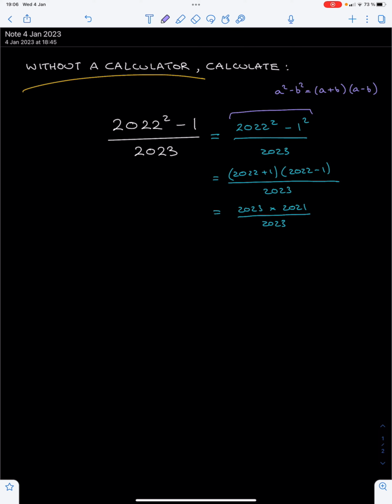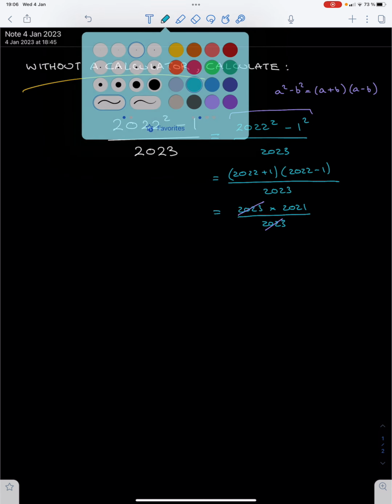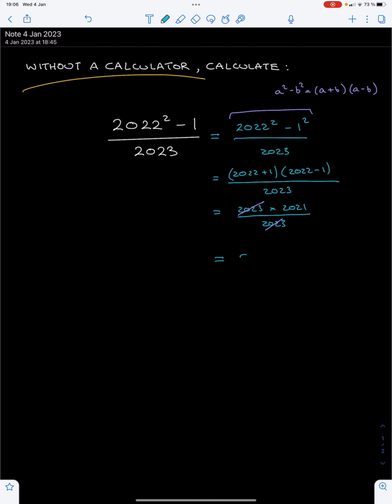Finally, cancelling out the 2023 on the numerator with the 2023 on the denominator, we're left with the answer. It's 2021. And there we go.